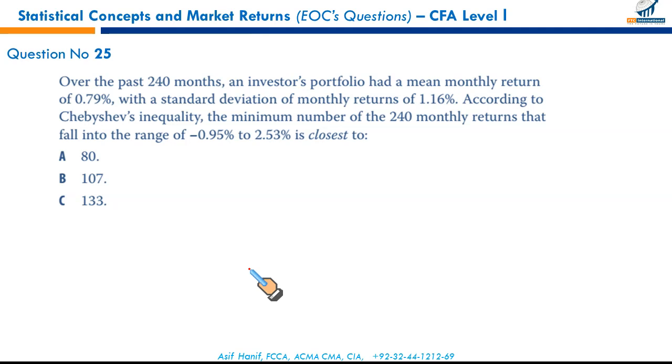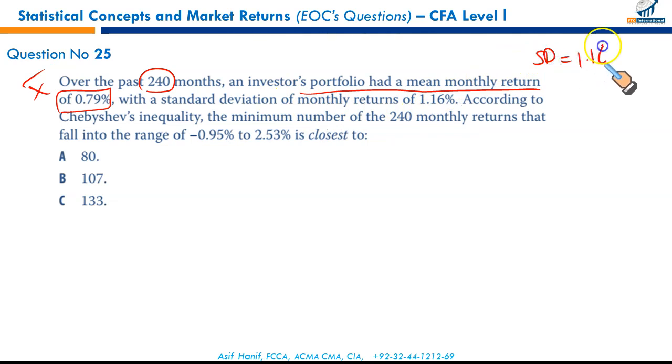Next question is question number 25. And what do we have in this question? Over the past 240 months, an investor's portfolio had a mean monthly return of 0.79. Mean monthly return, X bar. With a standard deviation of monthly returns of 1.16. Standard deviation of 1.16%. Right. According to Chebyshev inequality, the minimum number of the 240 monthly returns that fall into this range.